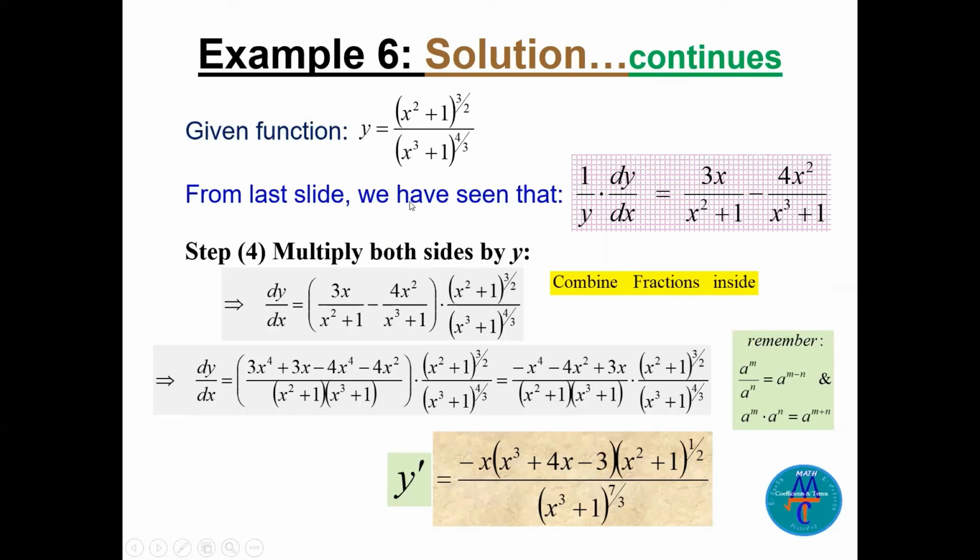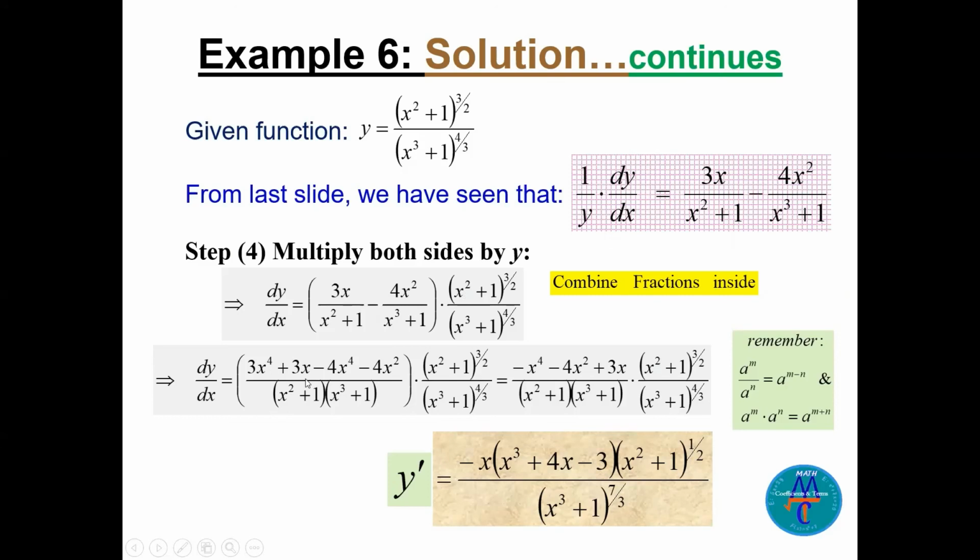Okay. So this is what we have seen. We combine the fractions here. Okay. And then we have to multiply step 4 here. This is step 4. Multiply both sides by y, because I need dy over dx. So I multiply here by y. It will be cancelled. So that's dy over dx. Now y, this is what I know here, given. So I put big bracket here on this, and then I multiply by the y.